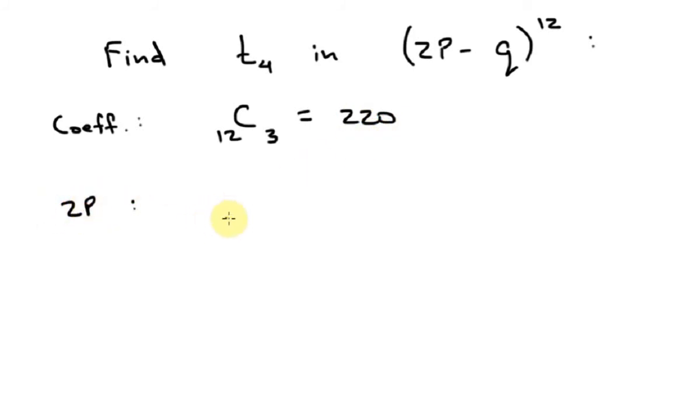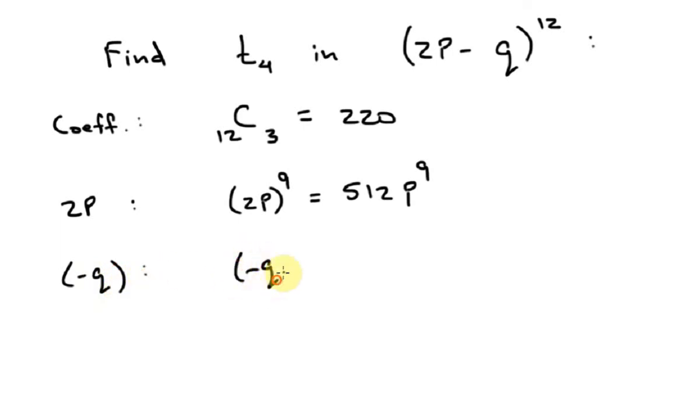Okay, what about the 2p stuff? Well, this is going to be 2p raised to, the first term is 12, second term is 11, third term is 10, and the fourth term is 9. So we're going to get a big number here. 2 to the 9 is 512. And then we have p to the 9. And then we have the negative q. And remember, the easy way to do this is to say these two exponents have to add up to the exponent that I'm raising the binomial to. So this would have to be a 3, which means it'll be a negative q cubed.